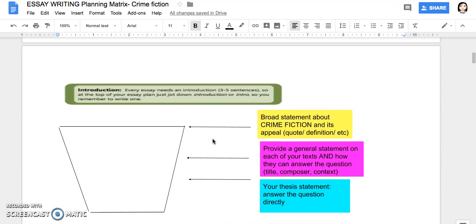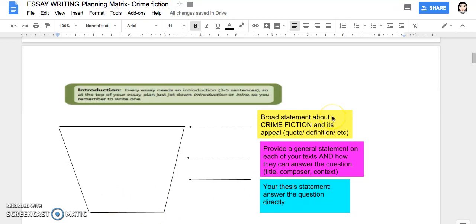So, for our introduction, we need to have 3 to 5 sentences, it says here. And the way that I always talk about introductions is that it looks like an inverted trapezium in terms of how ideas are shared. So the top section would be the broadest ideas, then the ideas get narrower until you get to the bottom part, which is where your thesis statement is.